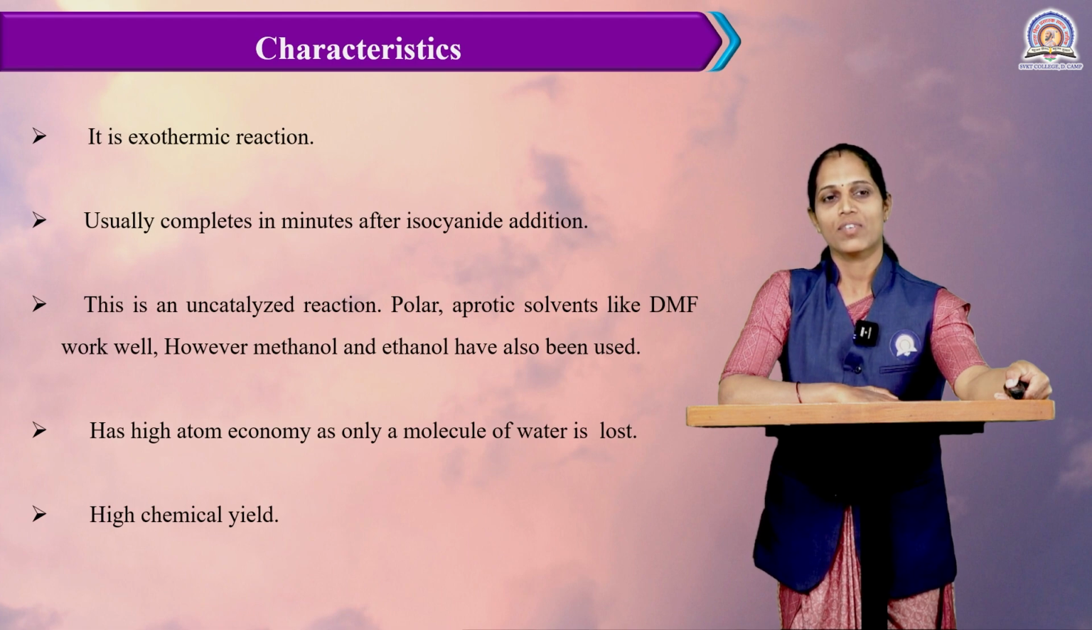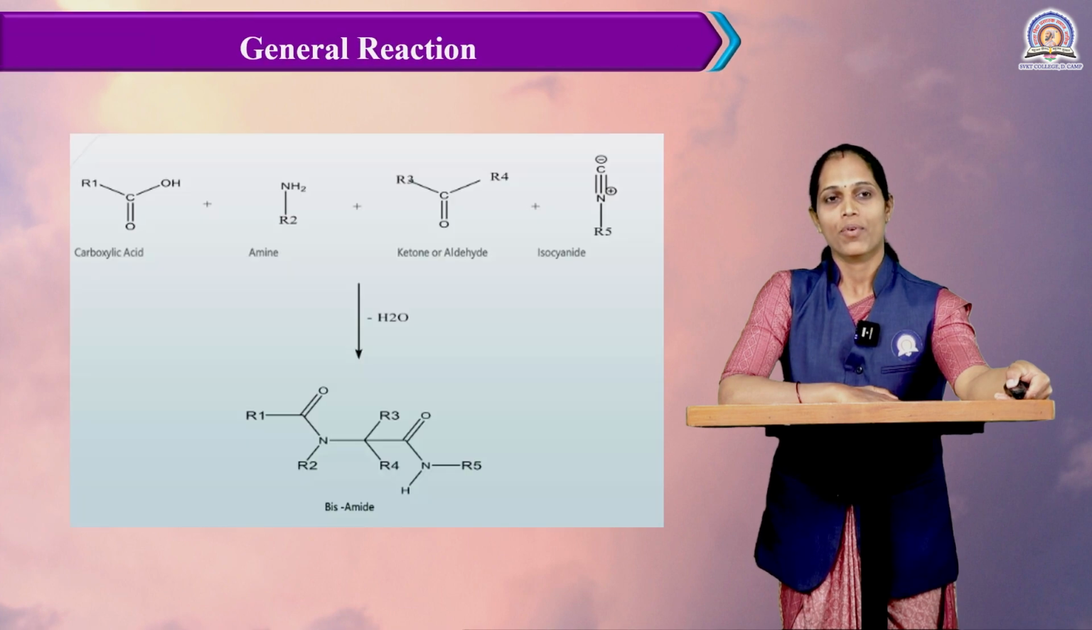Here are some characteristics of the Ugi reaction. First one is it is an exothermic reaction. Second, it usually completes in minutes after the addition of isocyanide. Third, this is an uncatalyzed reaction. Polar aprotic solvents like DMF work well. However, methanol and ethanol have also been used. It has a high atom economy as only a water molecule is lost, and for that it gives a high chemical yield of the product.